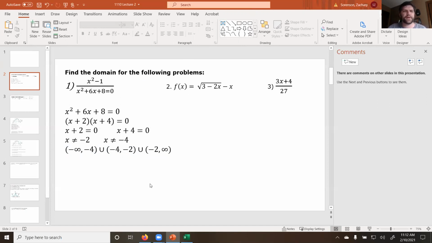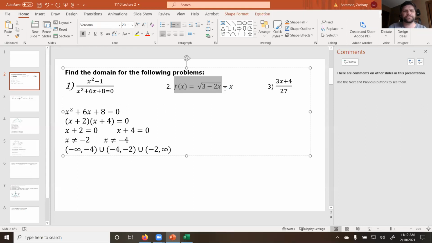Any questions about that first case? Cool. Case number 2. This guy with a square root. What do I do? How do I solve that?